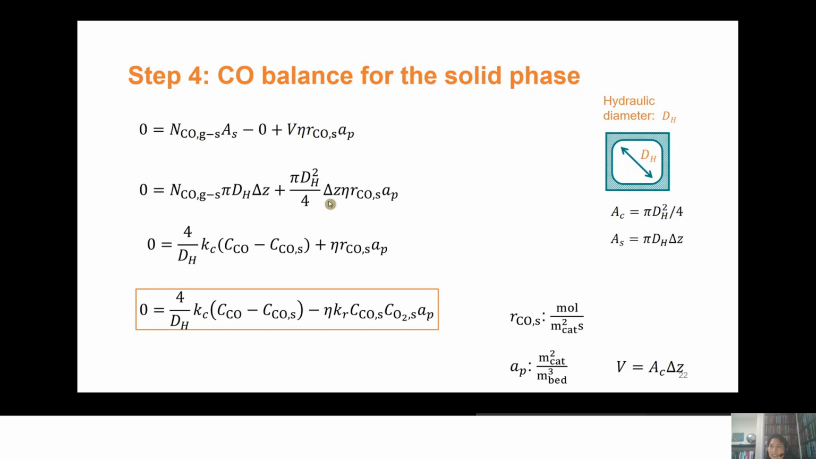Then substitute in the flux of CO from the gas to the solid phase. We wrote this previously. So NCOGS is just Kc times the concentration in the bulk gas phase minus the concentration at the surface.